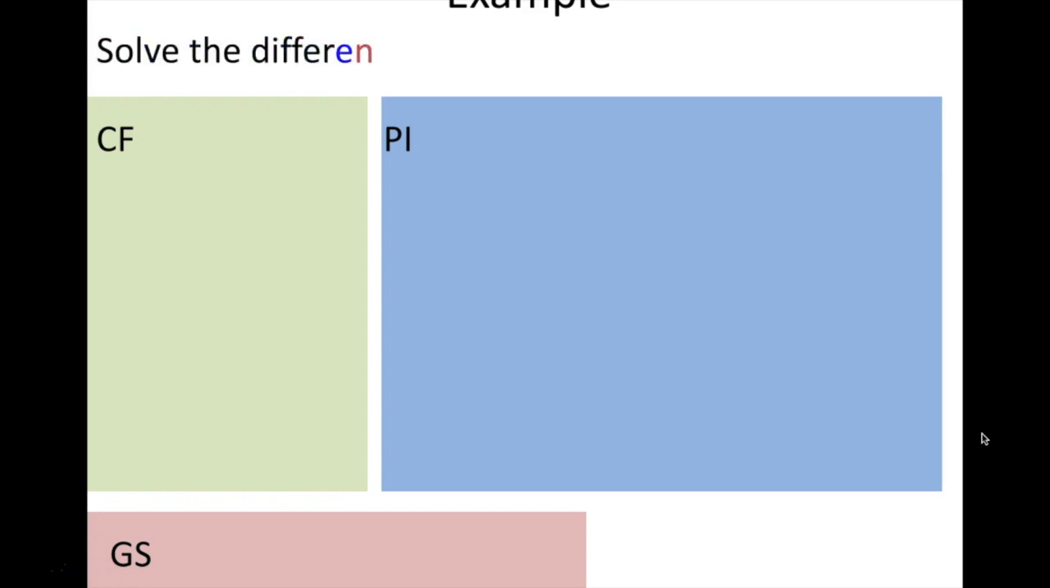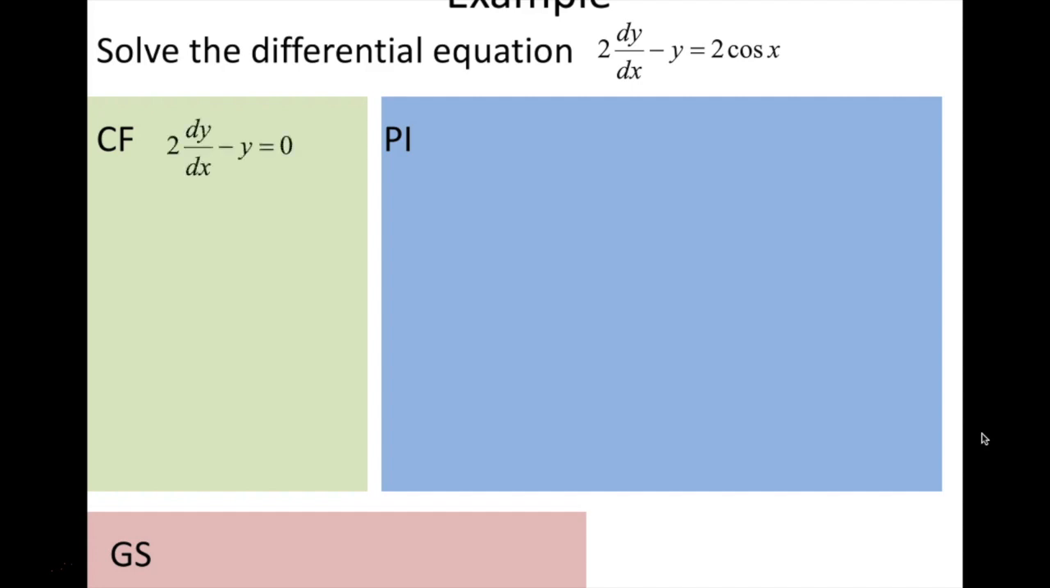Example. Let's solve this differential equation: 2 dy dx minus y equal 2 cos x. For our complementary function, we write down the homogeneous equation, and then we solve it to get y equal a e raised to the power half x. And then we find the particular integral depending on the right hand side of that equation. It is trigonometric, it is 2 cos x. So our particular integral should be a cos px plus b sine px.